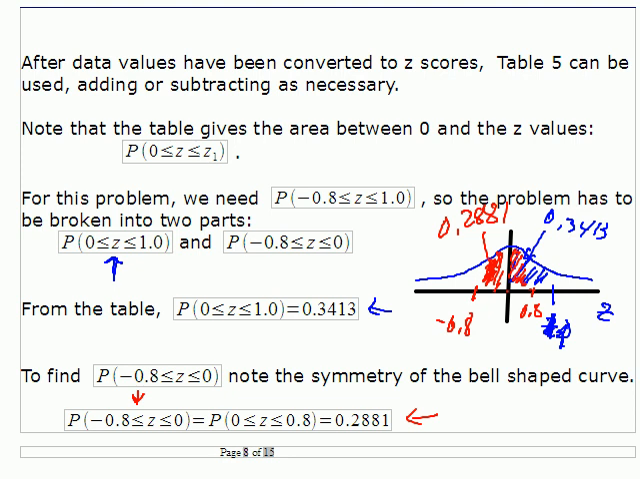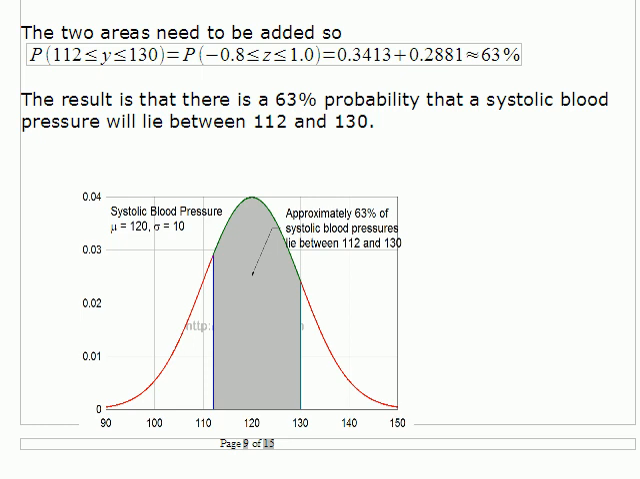You add those together and you get about 63%, and that's the probability. And you see you had to break it into two pieces. When I show you how to do it in R, you'll see it's much simpler than this. And here's a graph of what we get. So the probability that the blood pressure was between 112 and 130 in that previous study is the same as the probability that the z-score lies between minus 0.8 and 1, and you have to break it into two pieces because that's how the table goes.